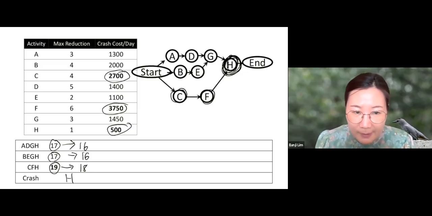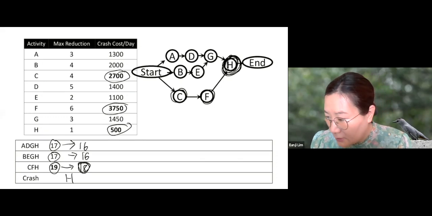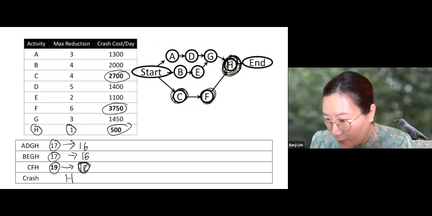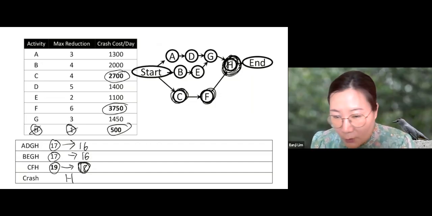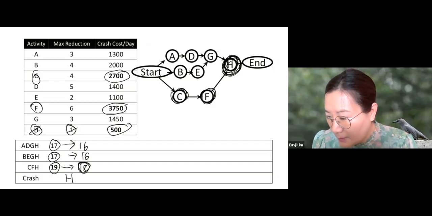Let's do this one more time. Let's crash the project by 1 more day. Which path should it crash? The longest path. In the longest path, we have C and F and H. Which one would you crash? We already crashed H one time, so we reached the maximum reduction. We can't reduce it any longer. So between C and F, which one would you crash? Choose the least expensive one, which is C.